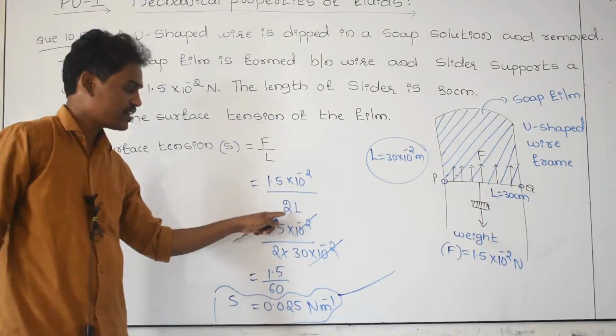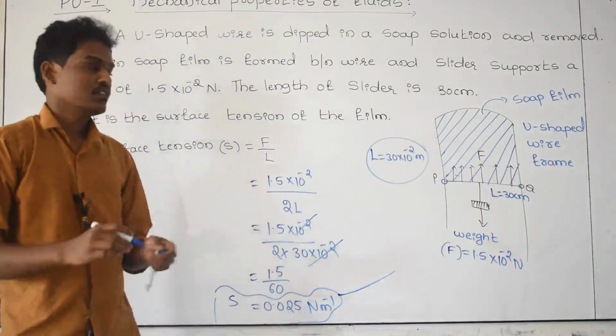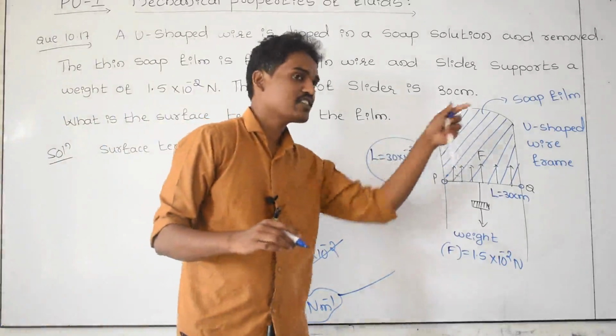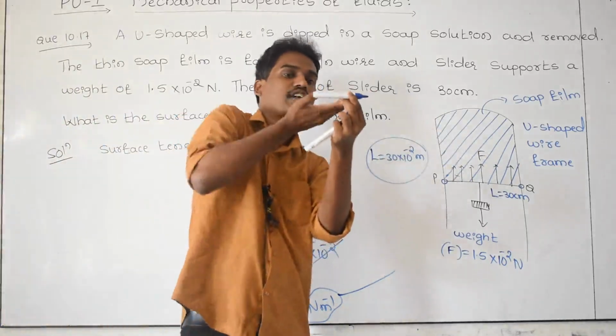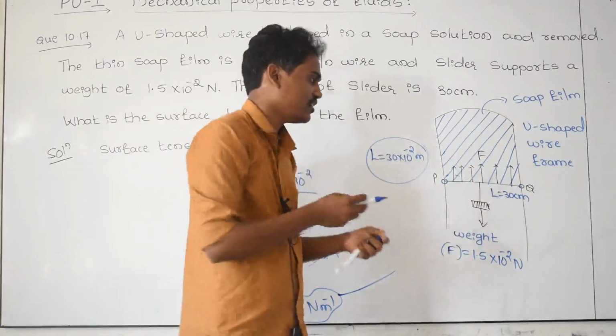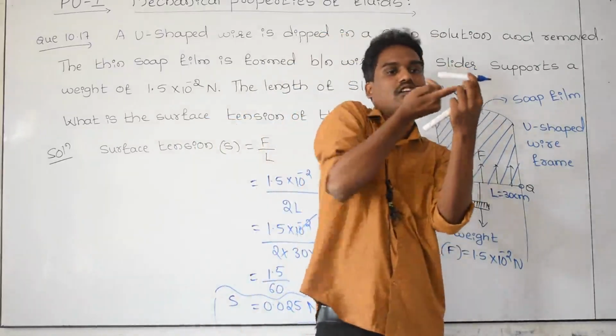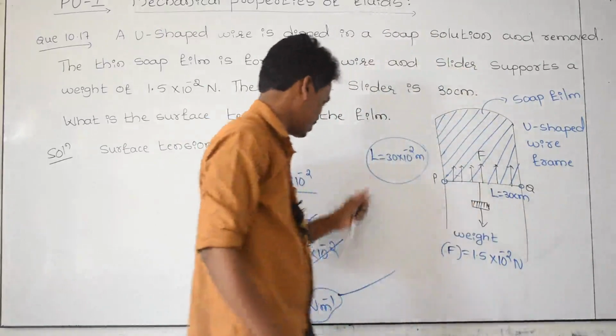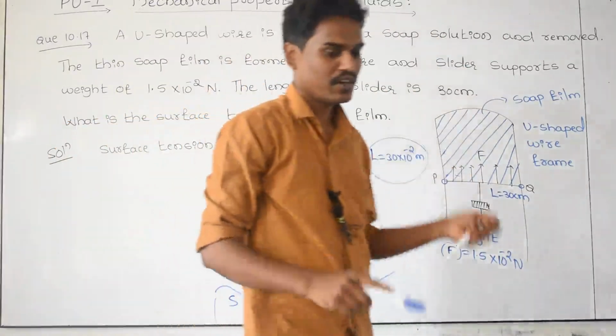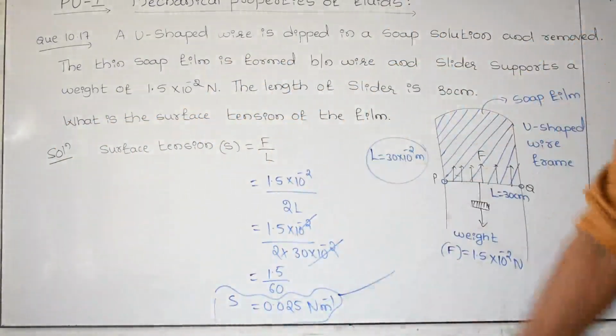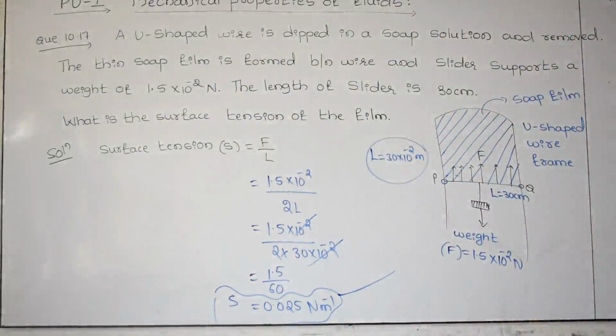The L I have taken as 2L because the film has two surfaces, up surface and down surface. That's why L is for the up surface and another L for the down surface. That's why this is 2L, because the film has two surfaces. That's why you can take it as 2L. And please note down.